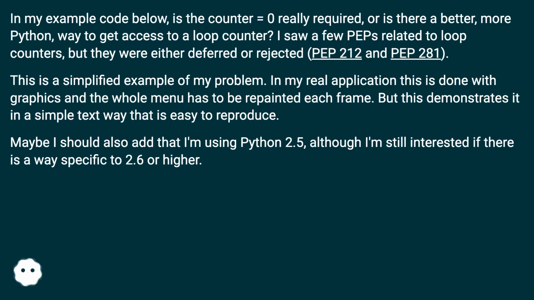I saw a few PEPs related to loop counters, but they were either deferred or rejected, PEP 212 and PEP 281. This is a simplified example of my problem. In my real application this is done with graphics and the whole menu has to be repainted each frame. But this demonstrates it in a simple text way that is easy to reproduce.